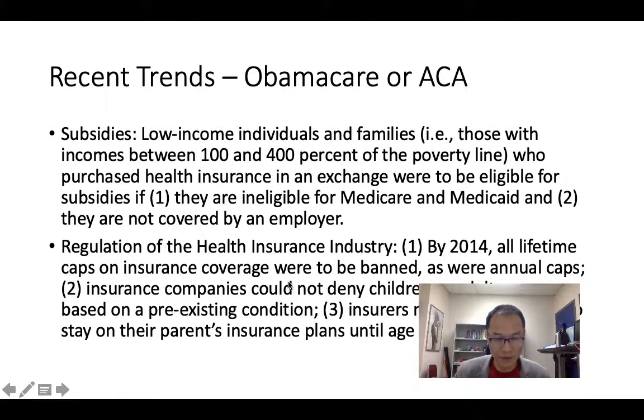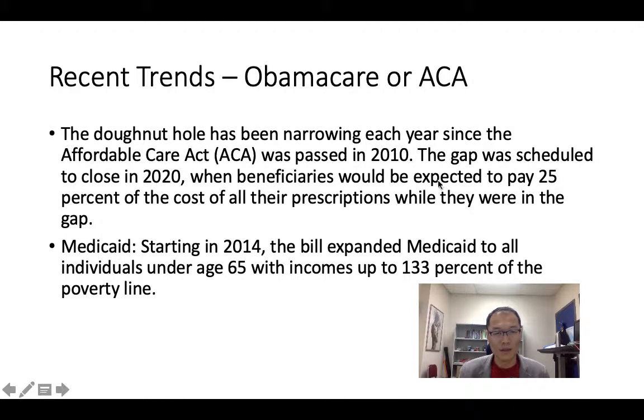There is stricter regulation on the health insurance industry. For example, lifetime caps must be removed, and insurers cannot deny children or adults coverage based on pre-existing conditions, just to name a few. Another thing Obamacare did was close the donut hole. I think starting next year, the donut hole will be closed completely. Medicaid, again, we talked about this. Medicaid is expanded to poor adults.